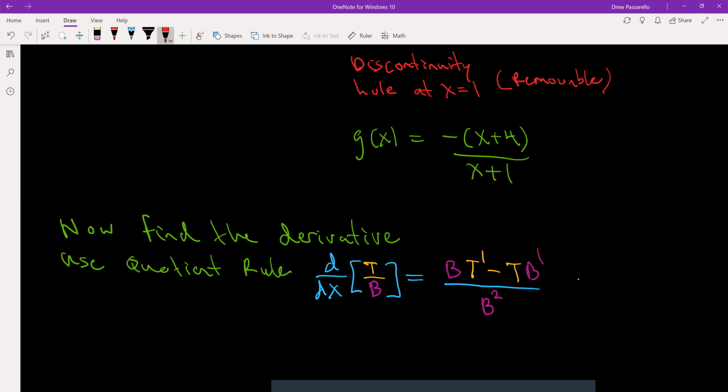And now my function, because there's an x plus 1 in the denominator, has another discontinuity, and it's x equals -1, and that's non-removable. That should be a vertical asymptote. So non-removable discontinuity at x equals -1 due to the x plus 1 on the denominator.